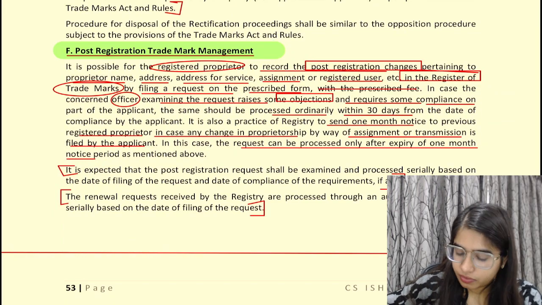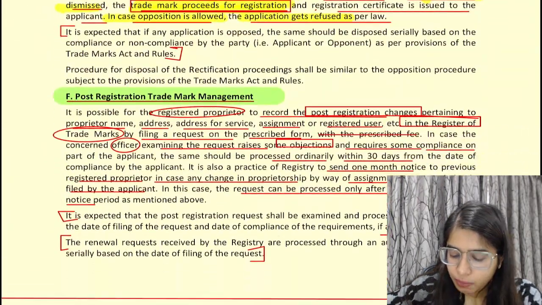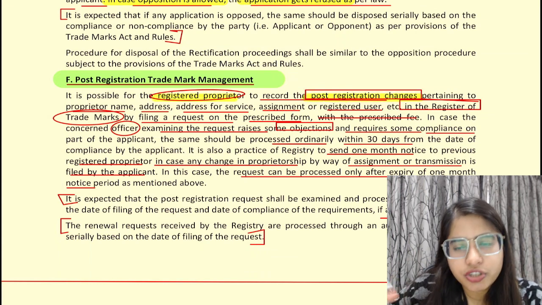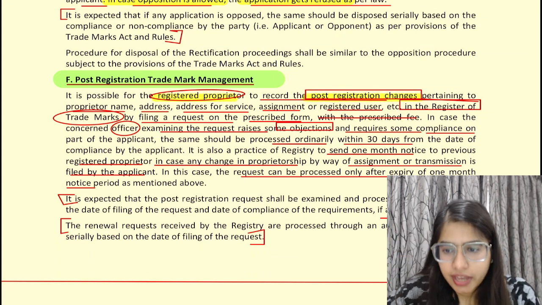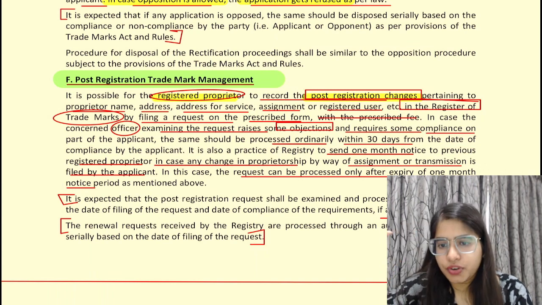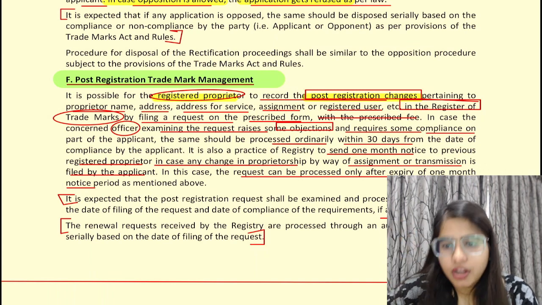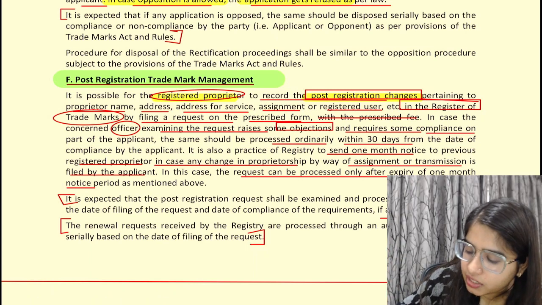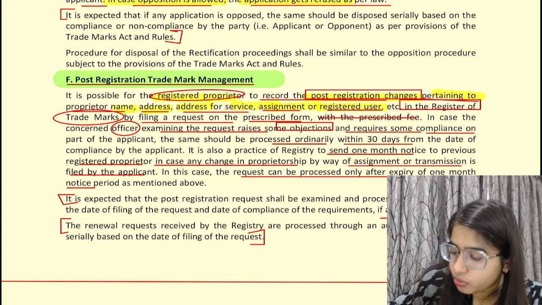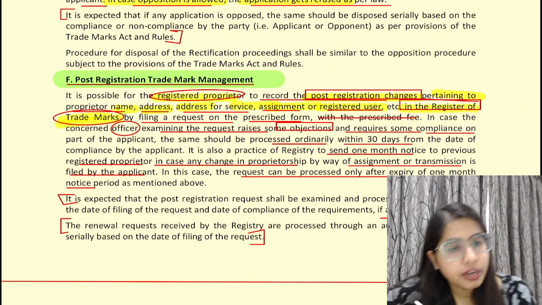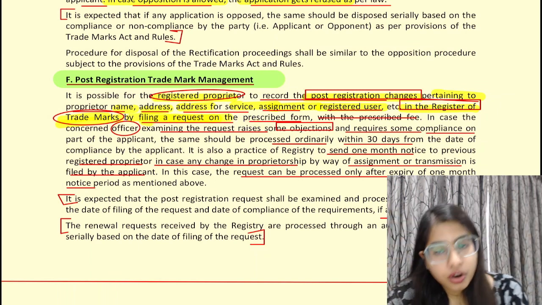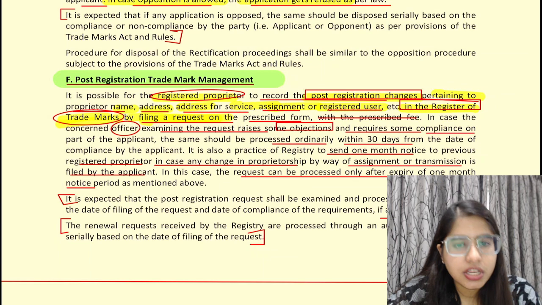Now, post registration means after registration, if any changes happen. You are successfully registered as a trademark owner. Now if after that you want to make any changes, like a change in name, address, or service assignment, anything of the registered user in the registry of trademark, you need to inform. You have to file a request form to the registrar to make those changes. Are we clear with this?